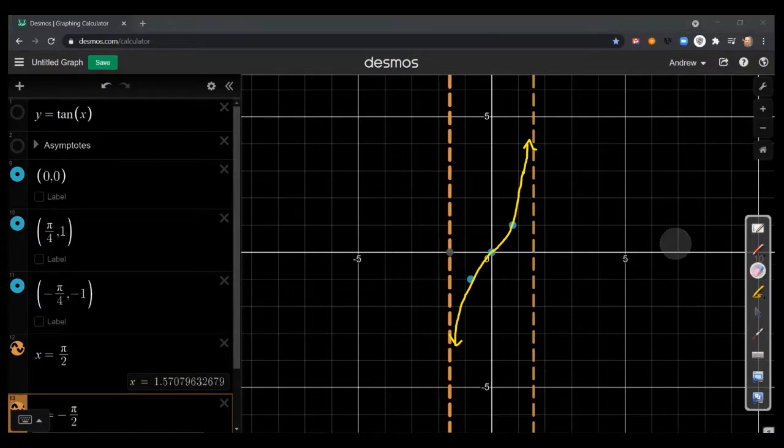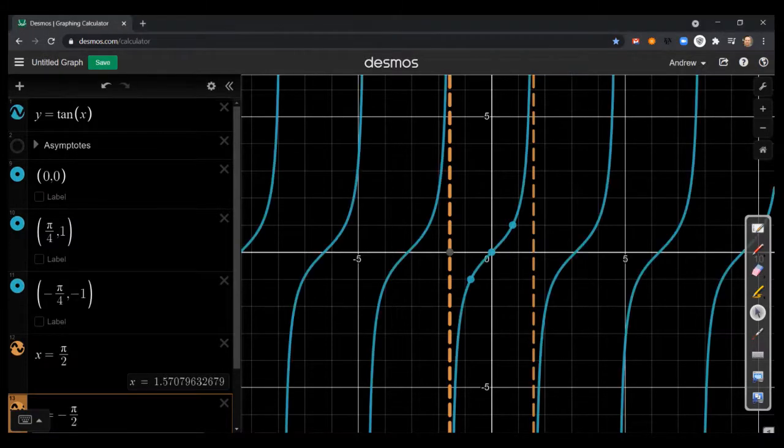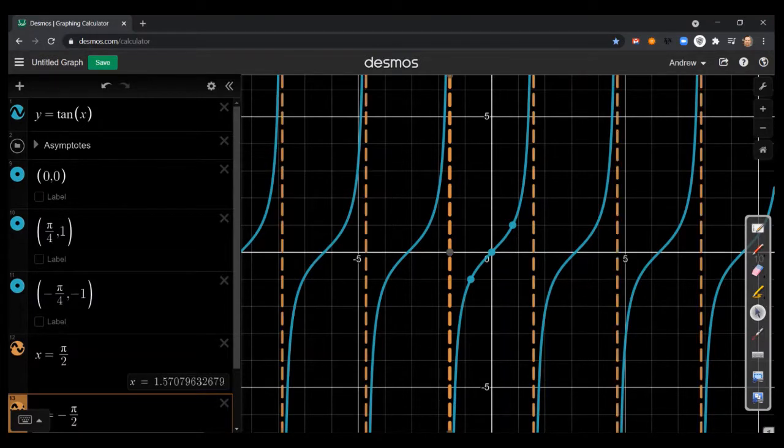If we repeat this cycle over and over again, then we anticipate getting the picture we saw before, which is all of these tangent curves repeated. If we throw in the asymptotes, which are of course exceptions to the domain, then we get the graph of tangent that we saw previously.